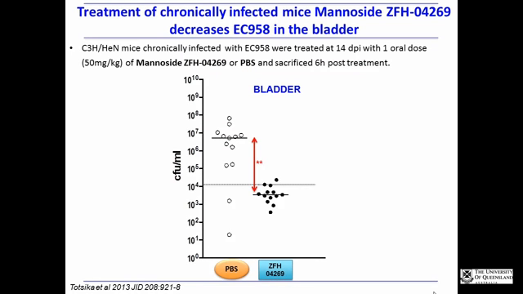So this is what happens with one single oral dose of this mannoside. We see around a 1,000-fold reduction in the number of bacteria that are recovered from the bladder of these mice. So we think this is really exciting because remember, we need to think of this in the context of a multidrug resistant strain where there are really limited treatment options available.